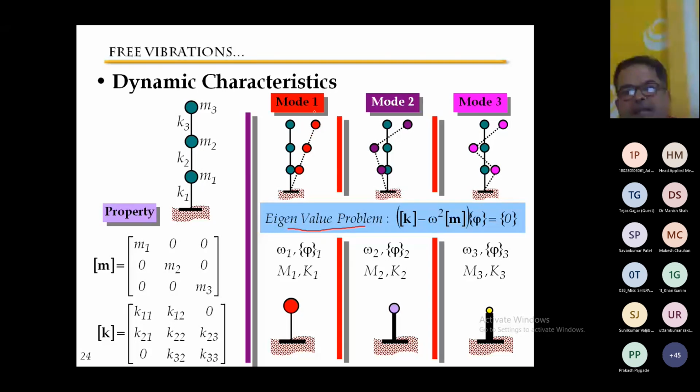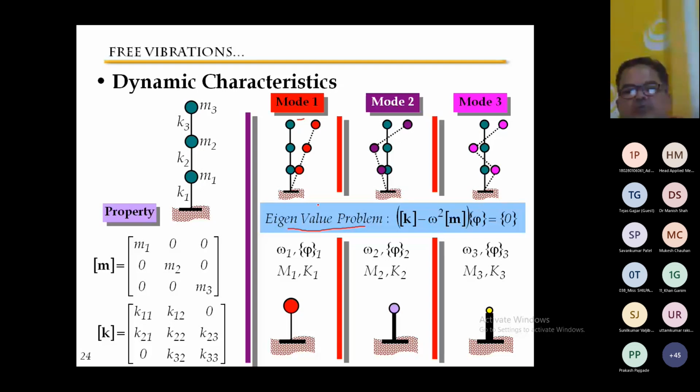So this is mode 1, right? Your system is vibrating in mode 1. It may vibrate in mode 2, mode 3, right? So basically it is a 3 degree of freedom system. So we have 3 dominating frequencies, and on that basis we have 3 mode shapes.